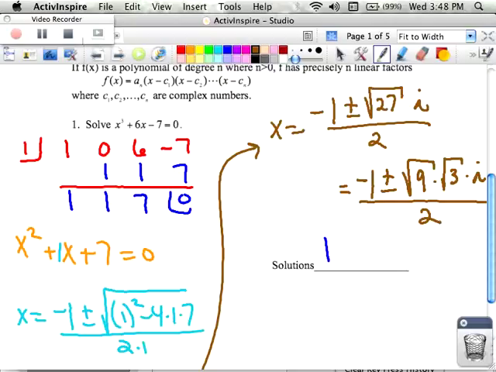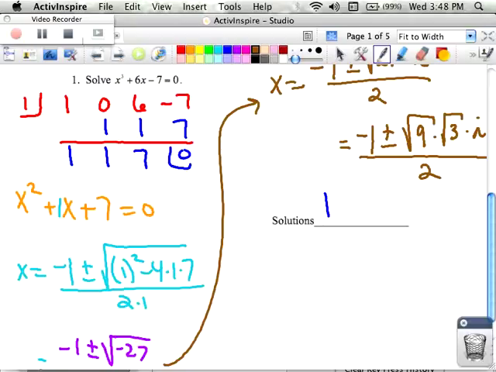The reason I chose 9 times 3 is because I know the square root of 9. And so then my answer becomes negative 1 plus or minus 3, which is the square root of 9, times the square root of 3, still under the radical, and the i, which is indicating that I had an imaginary number, all over 2.